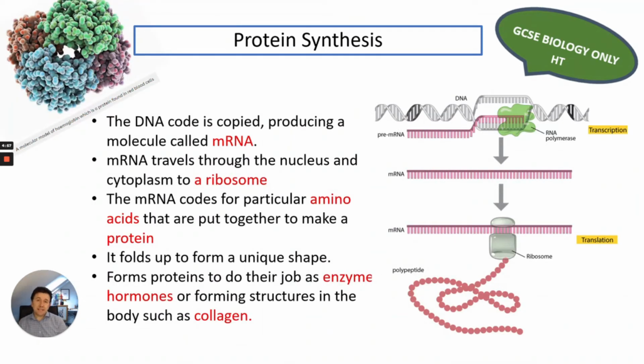Protein synthesis. This is in GCSE biology higher tier. So how on earth are proteins made? Well, first of all, in the nucleus the DNA code is copied, and that produces a molecule called mRNA, or messenger RNA. That then travels out of the nucleus and into the cytoplasm and eventually to the ribosome. This is where proteins are synthesized. The mRNA codes for a particular amino acid, and that's usually 3 bases of mRNA, which code for a specific amino acid.